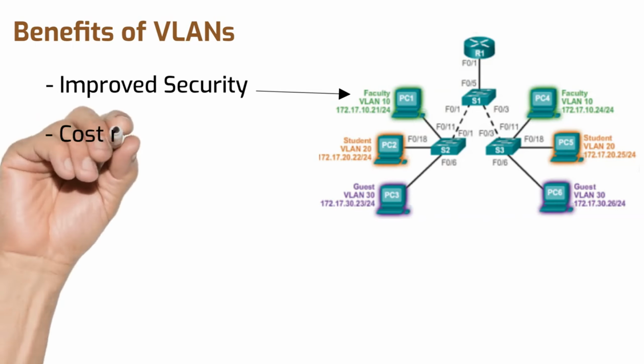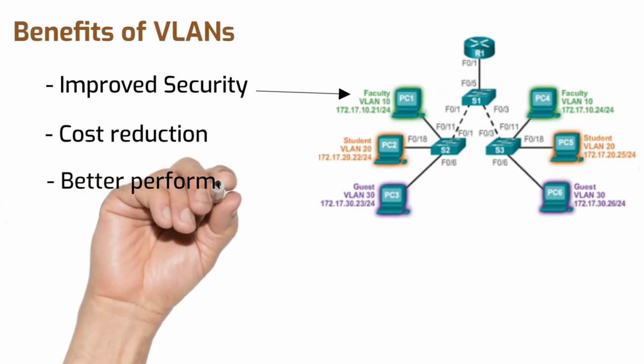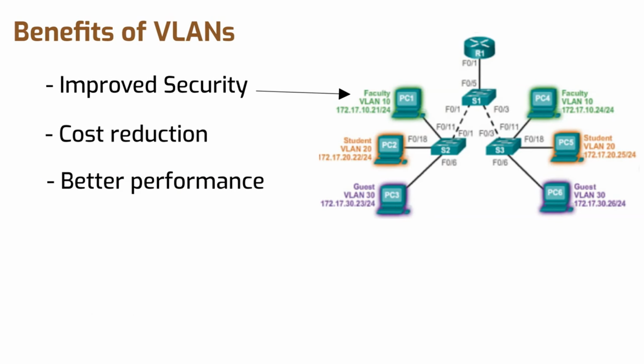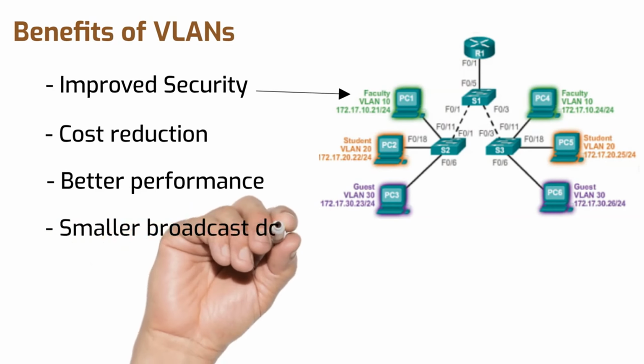Another benefit is cost reduction. Cost savings result from reduced need for expensive network upgrades and more efficient use of existing bandwidth and uplinks. Another benefit is better performance. Dividing flat layer 2 network into multiple logical work groups such as broadcast domains reduces unnecessary traffic on the network and boosts performance.